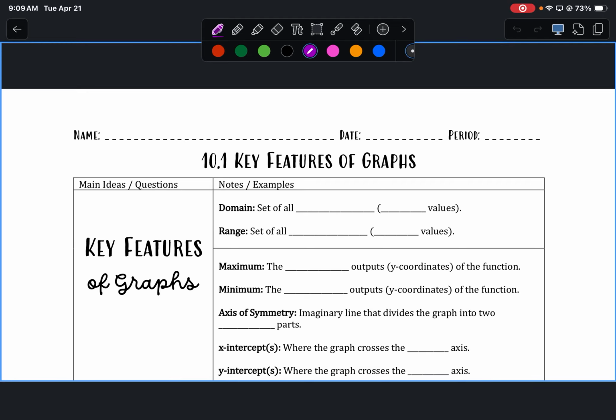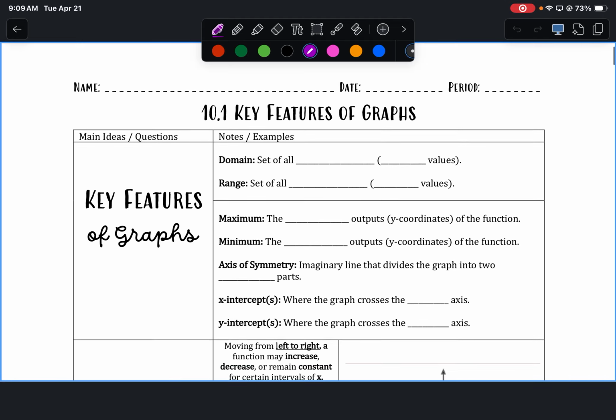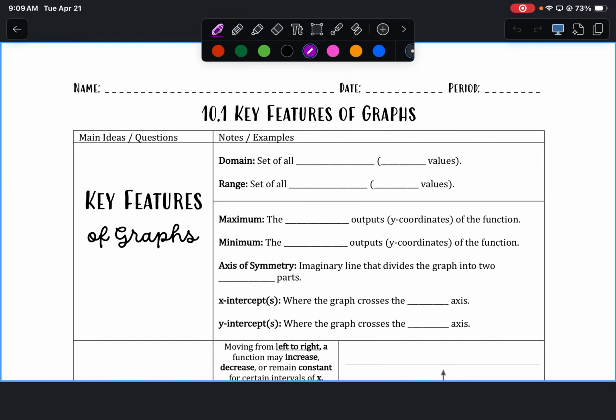So when we look at these vocabulary words right here, we have talked about all of those before, right? But instead of us talking about them specifically in the context of one type of function, we're going to talk about them in a general way and be able to identify them from any graph that we look at, okay? We also don't need our computers today, so let's go ahead and close them, okay?